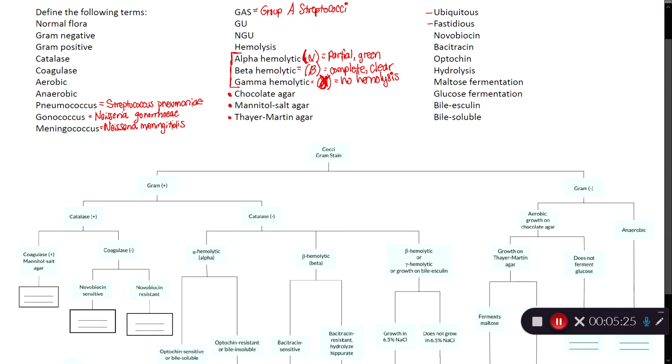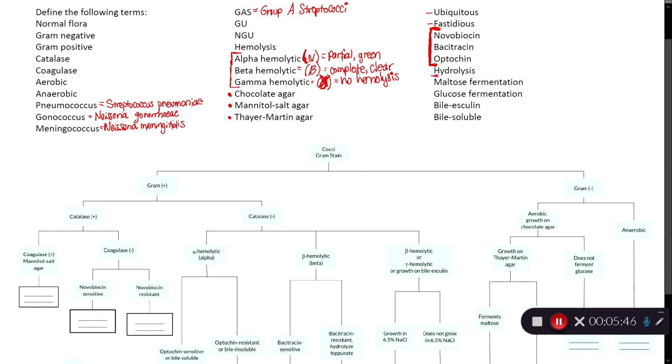Novobiocin, bacitracin, optochin, these guys are antibiotics. Don't really need to know the mechanisms of action for these specific antibiotics. I would just know that they're commonly used for identification. So we'll see how that applies in just a second.